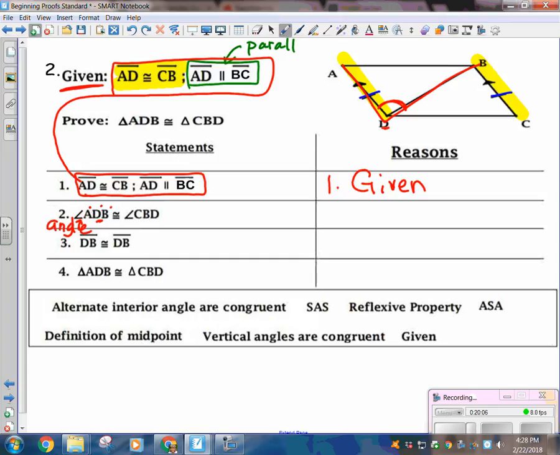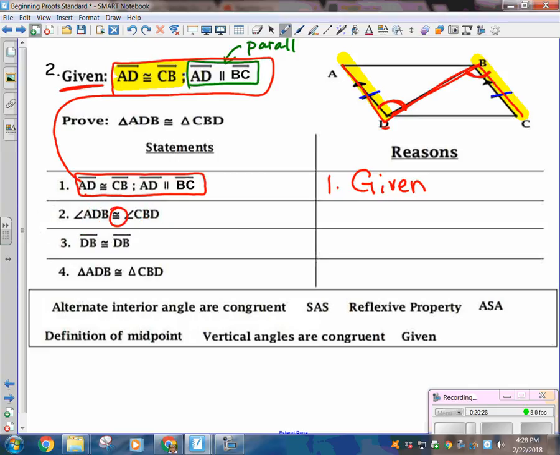Now let's mark the other angle. Start at C, go to B, end at D. My angle is going to be at B. The angle is formed right there at the middle letter. The middle letter is angle B. Now it says that those two angles are congruent.